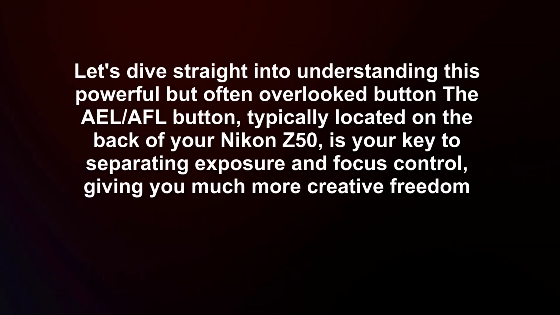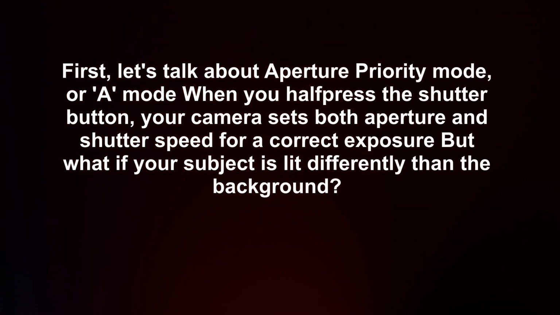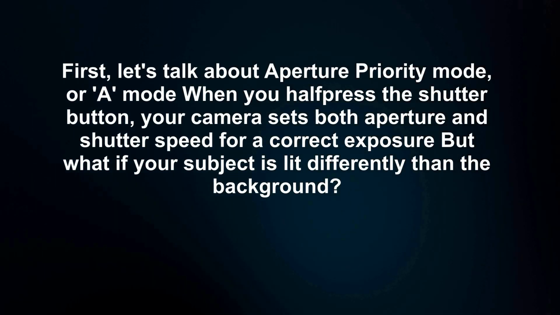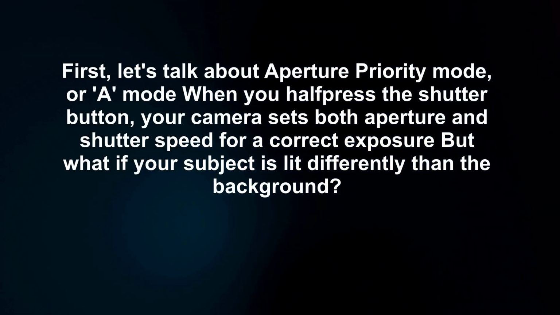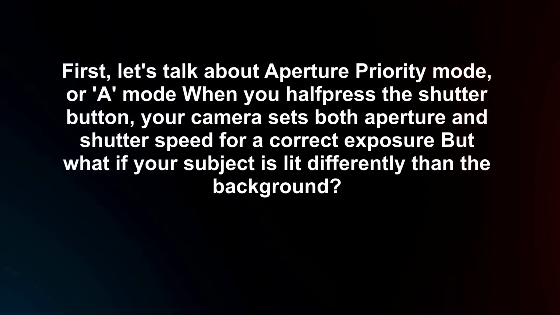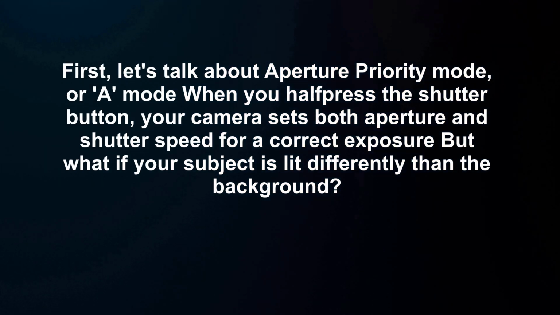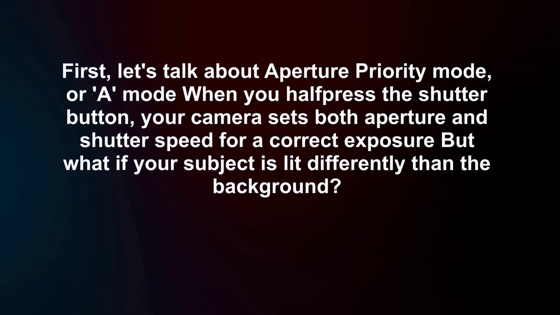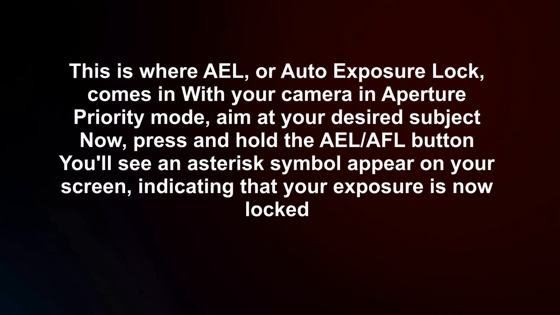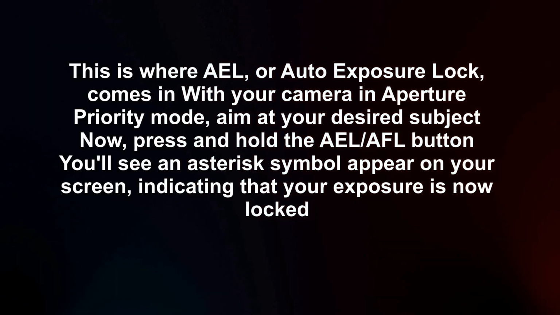much more creative freedom. First, let's talk about aperture priority mode, or A mode. When you half-press the shutter button, your camera sets both aperture and shutter speed for a correct exposure. But what if your subject is lit differently than the background? This is where AE-L, or auto exposure lock, comes in.